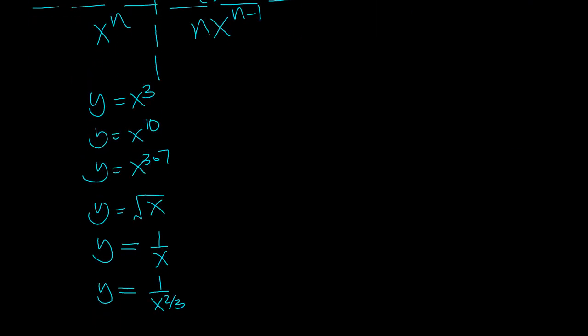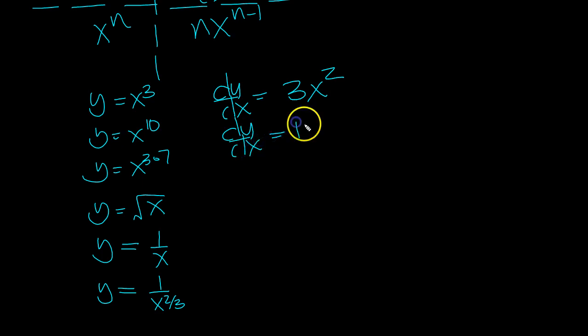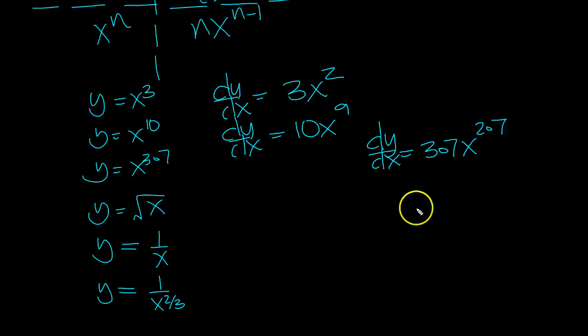So let's use this simple rule then. Remember what happens: the power comes down to ground level, x to the 1 less. So the 3 comes down, so write dy/dx then. The 3 comes down to ground level, x to the 1 less than 3, which is 2. Next one. The 10 comes down to ground level, x to the power 1 less than 10, which is 9. I'll write this one over here. The 3.7 comes down then, x to the 1 less than 3.7 is 2.7.